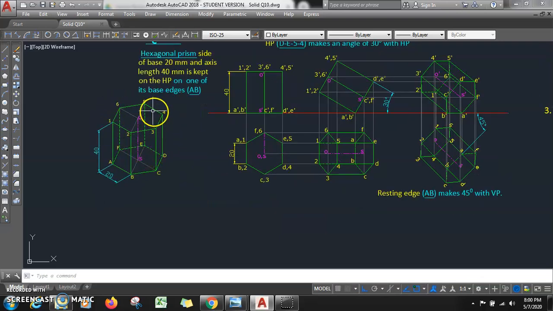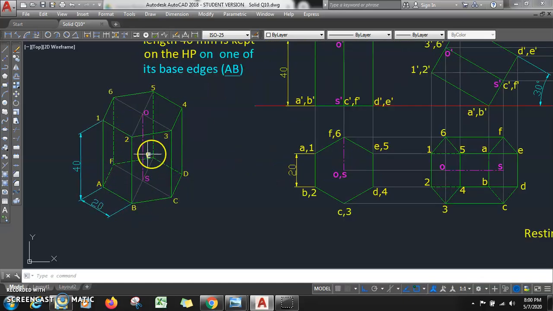Now the very first thing is, what is a hexagonal prism? The base will be a hexagon and the top face is also a hexagon. Base side is given as 20 mm and height of the object is given as 40 mm. Okay, so the base is denoted by A B C D E F, the top face is denoted by 1 2 3 4 5 6, and the axis is denoted by OS. So this is about nomenclature.